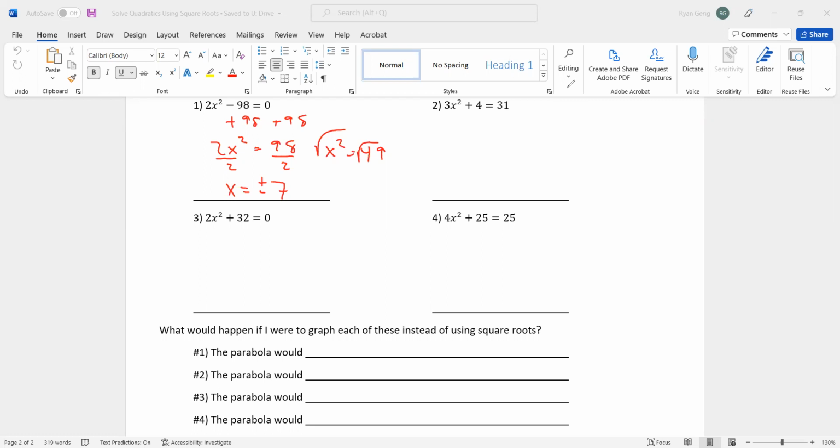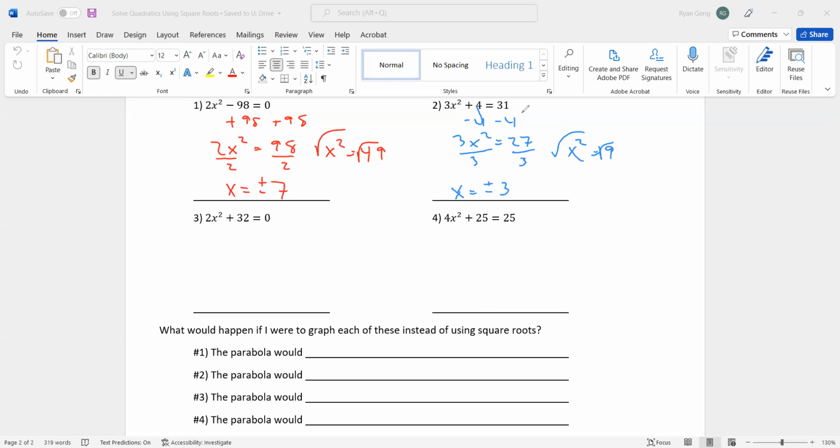Number 2. I'm going to subtract 4. You can see that once you do this a couple times, it gets pretty simple. Divide by 3. You get x squared equals 9. Square root, and you get x equals plus or minus 3.